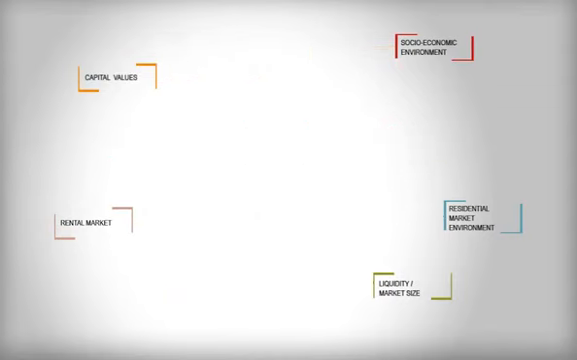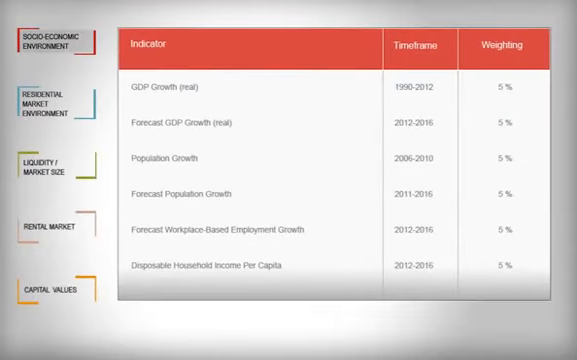For the socio-economic cluster, 6 indicators have been selected. As for each indicator, an individual time frame can be assigned. GDP and population growth have been selected twice for historic and future development. In this demonstration, the indicator weights have been distributed equally, but they can be altered, for example, underweighting the historic development and overweighting the forecasts.